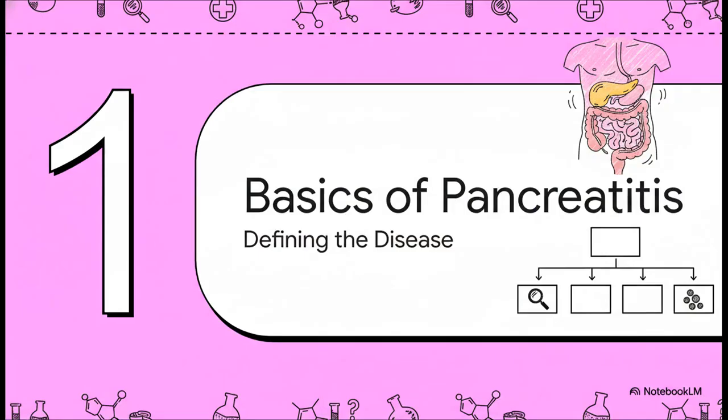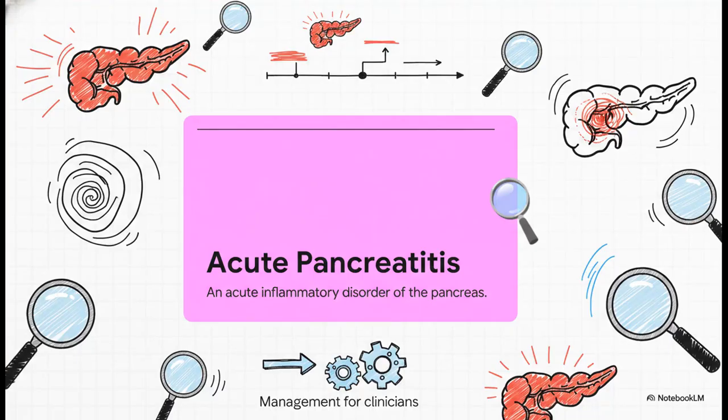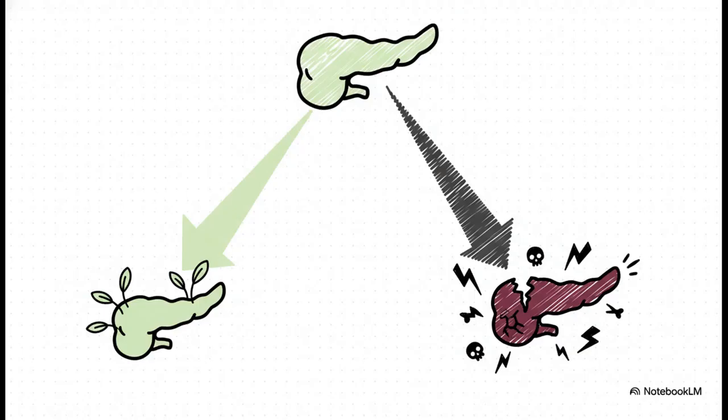Look, to manage pancreatitis effectively, you first have to be crystal clear on what it actually is, and, importantly, how we classify it. On the surface, the definition seems pretty straightforward, right? An acute inflammatory disorder of the pancreas. But that simple definition is hiding a huge spectrum of disease, and that's exactly why the classification is so incredibly important.